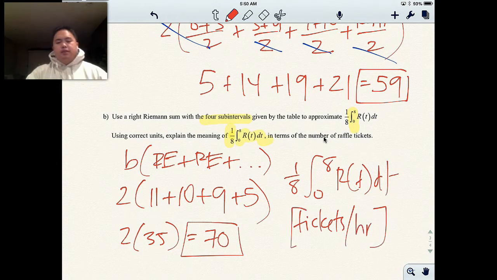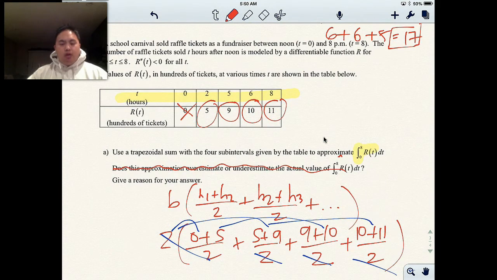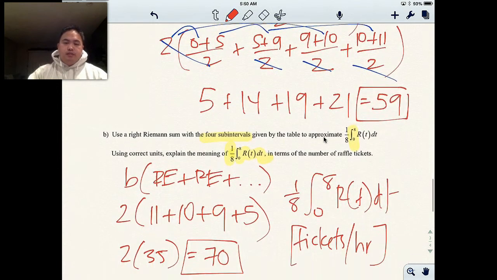Because remember, this graph only gives me certain hours, but I don't see hour 1, I don't see hour 3. So I'm estimating how many tickets I've sold because I wasn't able to see all the time how many tickets were sold. So that's why I get a good estimate. That's why they use the Riemann sums.